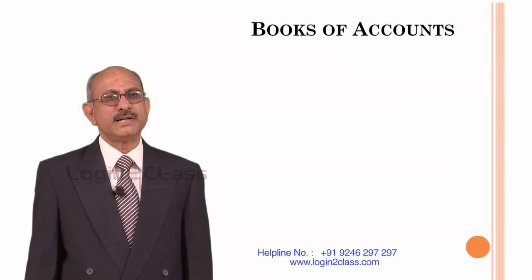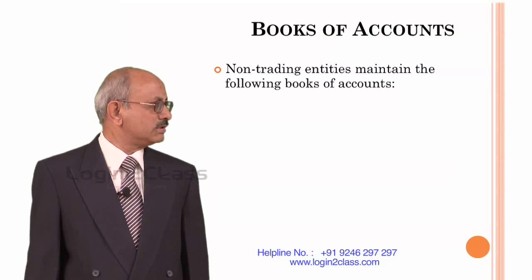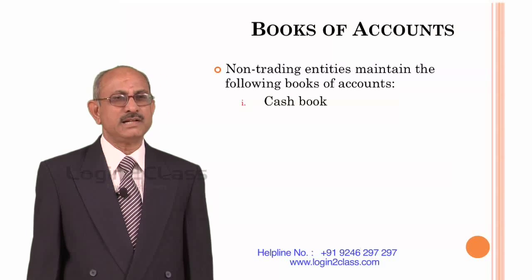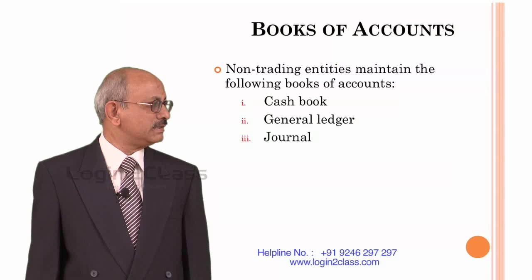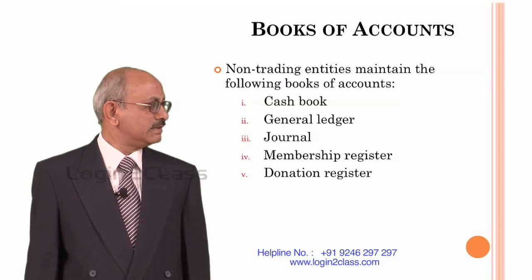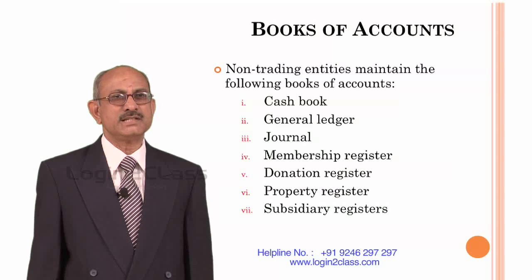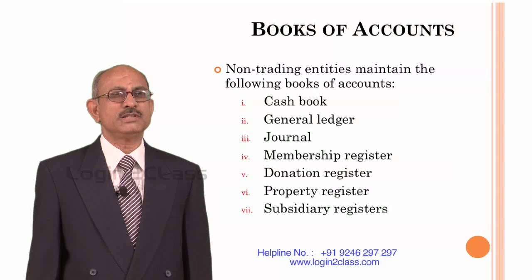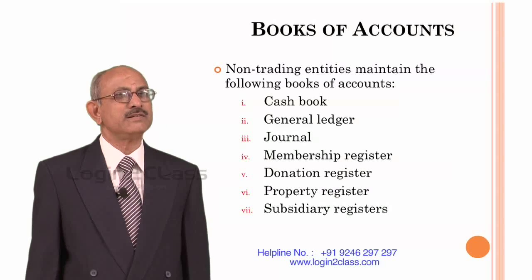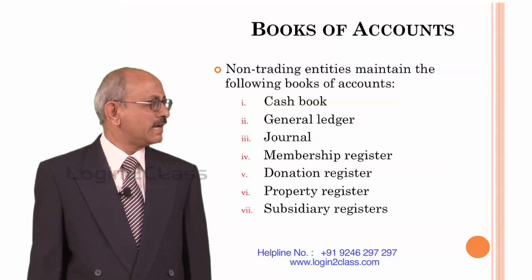In the case of non-trading organizations, they are required to maintain several books of accounts. One is of course the cash book, then there is the general ledger, third is the journal, fourth is the membership register, fifth is the donation register, sixth is the property register, and seventh is the subsidiary register. The cash book is the main book which they are required to maintain, which will list all the receipts and payments in terms of cash.